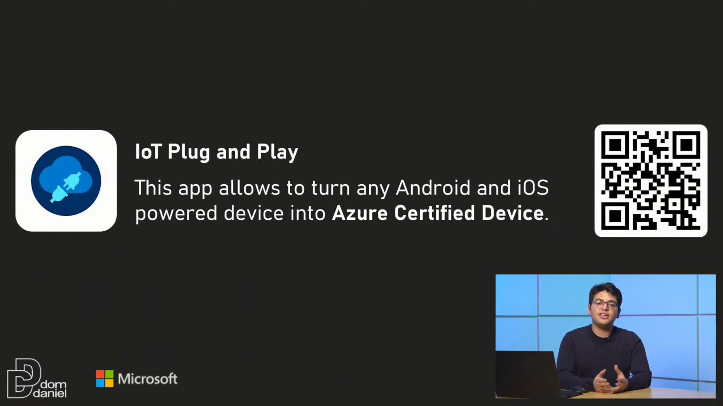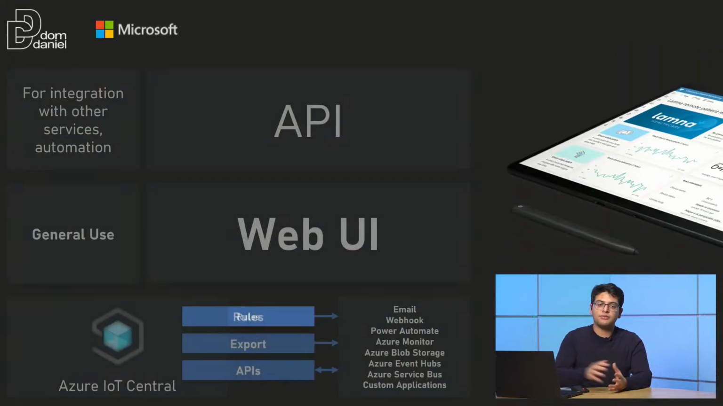As I said, you can use your mobile phone as an IoT Plug and Play device. You can use any phone, for example Android and iOS. You can just download this application, scan it, and your device automatically becomes an Azure certified device, which means it's not only going to work with IoT Central, but with other services as well.